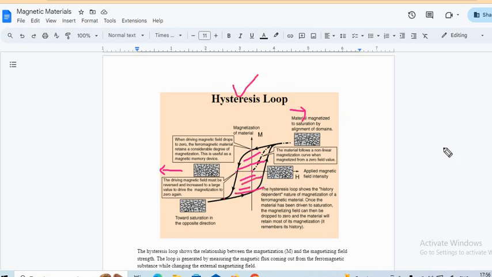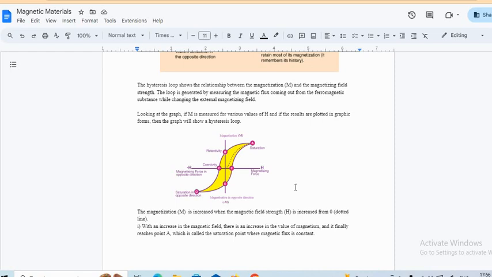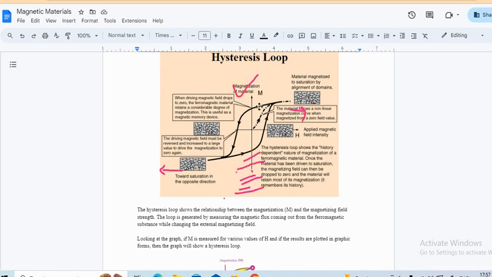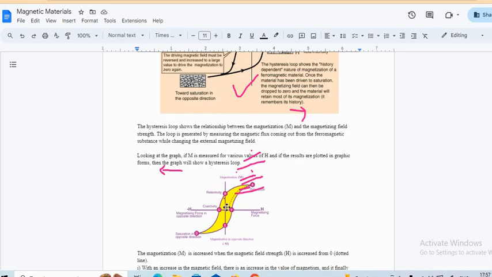So which type of magnetic material? Ferromagnetic. Now, this is a similar picture. This particular point, as you have just mentioned, is where the magnetization is retained but the applied field is 0. So this is known as retentivity. It will retain that magnetization.